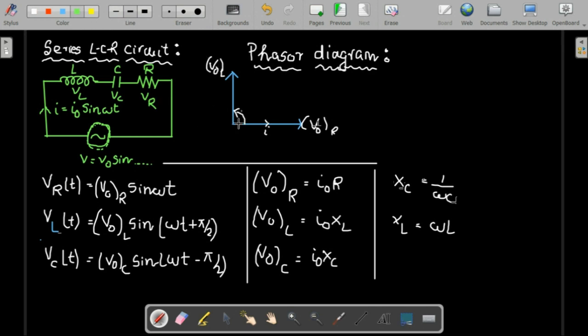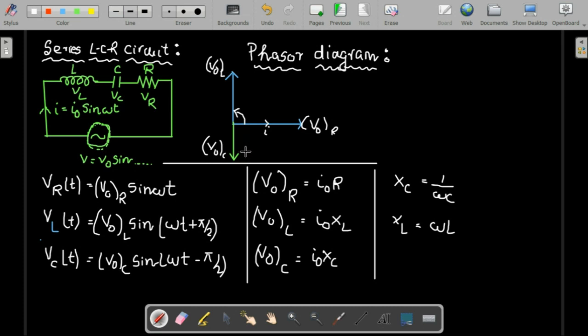Now, if I look into the capacitor, the voltage is behind the current, right? Behind means we have to go in the clockwise direction. So what we can do now is write another axis, which is the negative y-axis, and we can draw our voltage across that. So that would be the voltage for the capacitor. This is the phasor diagram for the voltage.